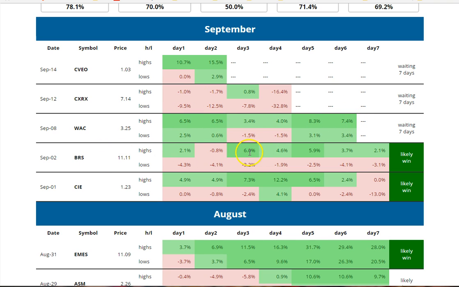Same thing with BRS. It looks like it hit that area and it's kind of going sideways now, so you probably would want to get out now. And CIE came up, hit 12%. You probably are out right there.